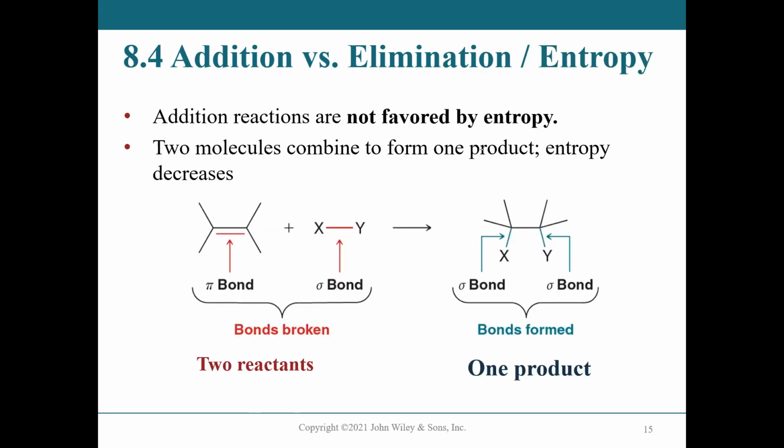It says addition reactions are not favored by entropy. Two molecules combine to form one product. Entropy decreases. You can see that here we have one, here we have two. Now we're forming just one product over here. So entropically, this doesn't want to form, right? It'd rather be on this side over here.